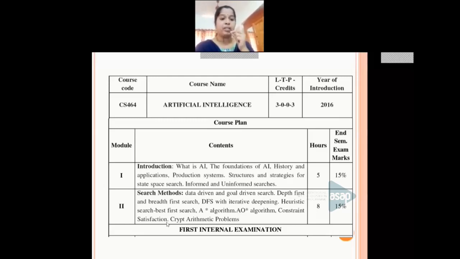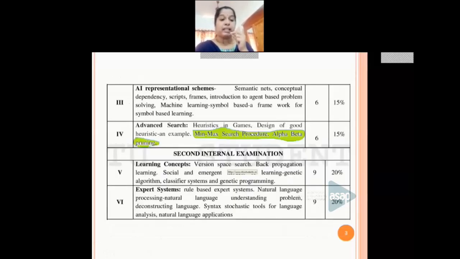Then in the third module, the method of converting various problems into different schemes is explained. These schemes help understand problems more easily so that the solution can be extracted very easily. Also, some machine learning techniques are discussed there. Hope the first three modules are already done. Then coming to the fourth module, it discusses advanced search algorithms. So from the fourth module, today we are going to discuss min-max search procedure and alpha beta pruning. And finally, the fifth and sixth modules explain learning concepts and expert systems.